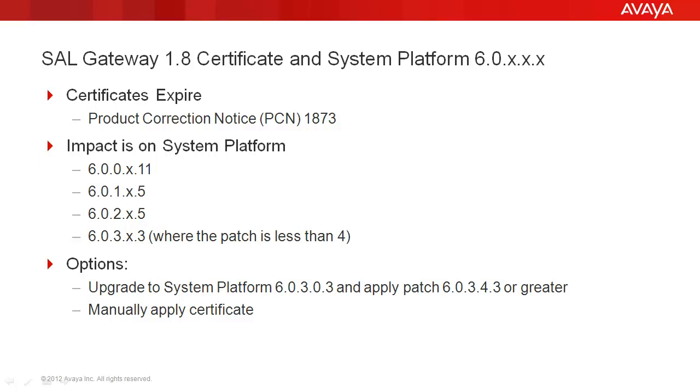The impact on System Platform is the GA load of System Platform 6.0, Service Pack 1, Service Pack 2, and Service Pack 3 prior to Patch 4. Patch 4 or greater contains the certificate update. The options for the customer and/or the installer are they can upgrade to System Platform 6.03 if applicable, and apply Patch 4 or greater. If they're at 6.03 and the product supports that, that's much easier to do and you should do that. They also have the option to just manually apply the certificate, and that's the process I'm going to go through today.